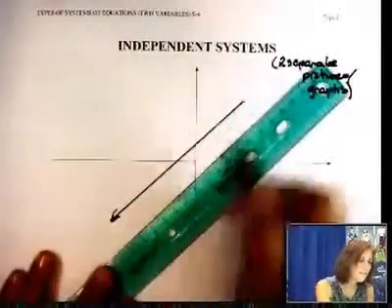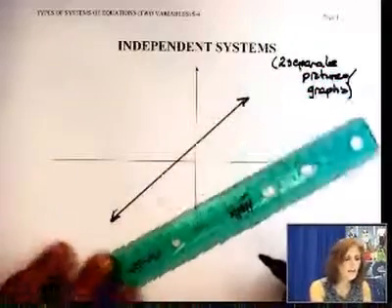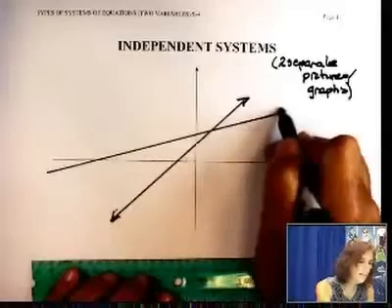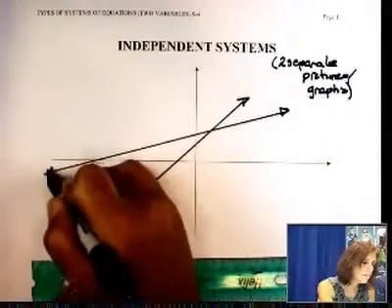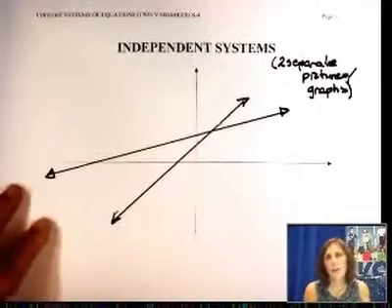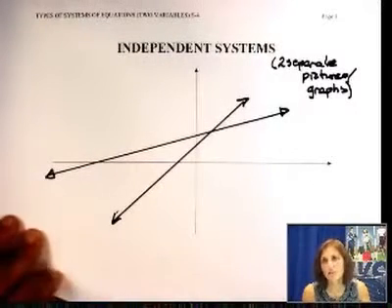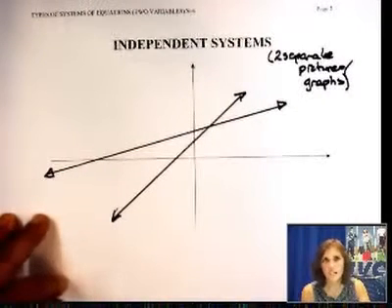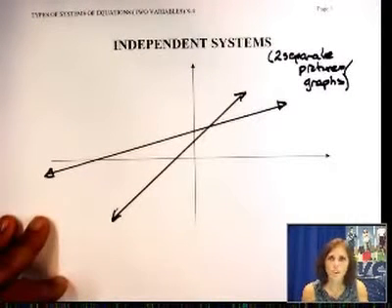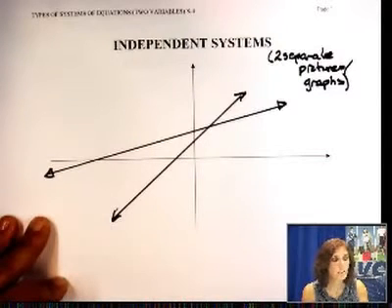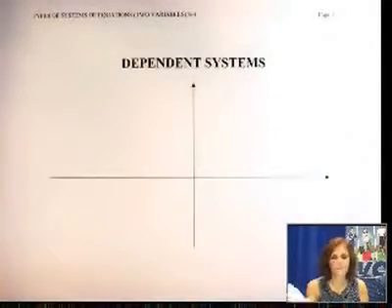Here's one line, and here's another line. That would be an independent system. Okay? Two different lines. They may crisscross, they may not crisscross. But nevertheless, two different lines. If you draw your lines when you're given the equations, that system is going to be called an independent system.